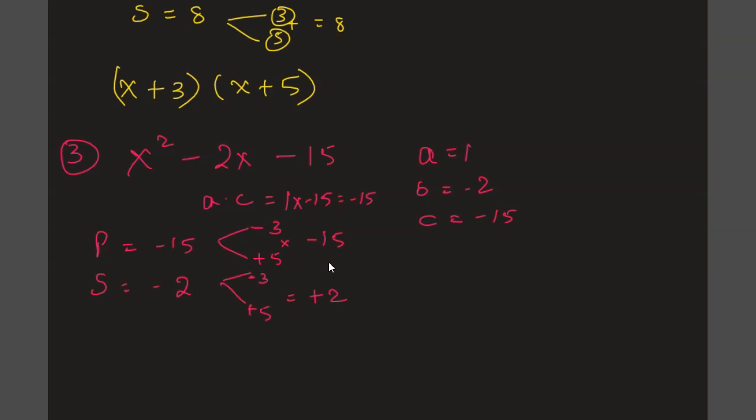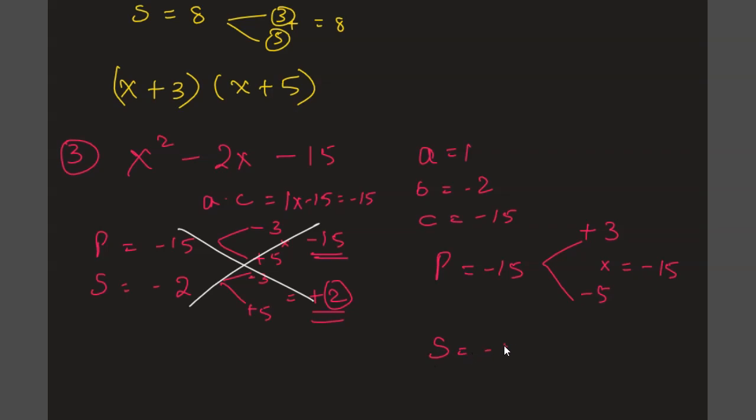Now I just noticed that my product is right, but my sum value, the sign is not right. That means the numbers that I selected are correct, but their signs are not correct. So I'll go the other way around. I'm going to cross this option out. Now I'm working with my product of negative 15 again. I'm going to use my 3 with a positive sign and 5 with a negative sign. When I multiply, I get a negative 15. My sum is a negative 2, which is plus 3 minus 5. When I add, I get a negative 2 sum.